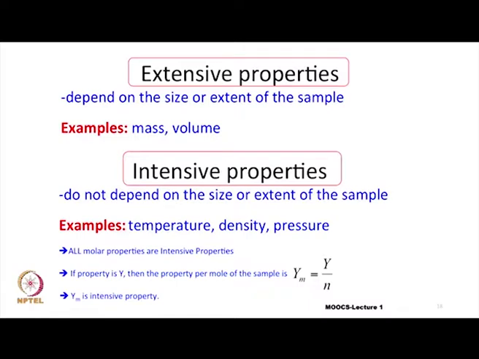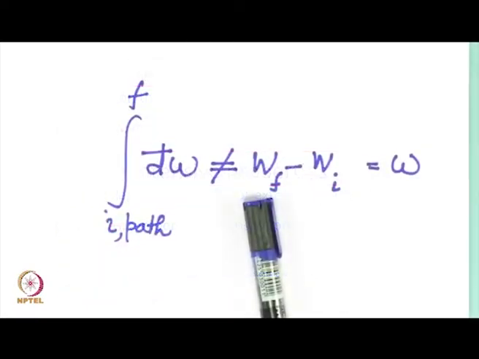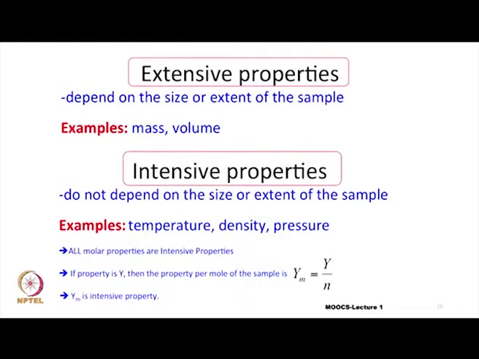Finally, in today's lecture, I will give examples and define extensive and intensive properties. Extensive property is the one which depends on the size or extent of the sample. For example, mass and volume. This depends on how much sample has been given. The mass will depend upon that, volume will depend on that.